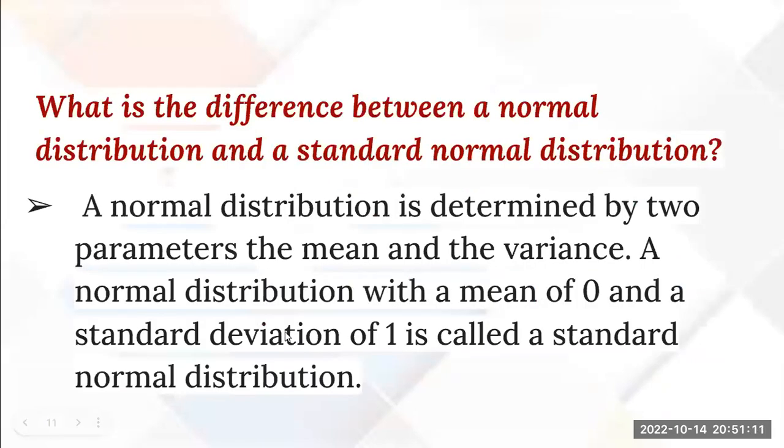What's the difference between a normal distribution and a standard normal distribution? They have the same curve, the bell curve, but a normal distribution is determined by two parameters, the mean and the variance. And a normal distribution with a mean of 0 and a standard deviation of 1 is called a standard normal distribution.